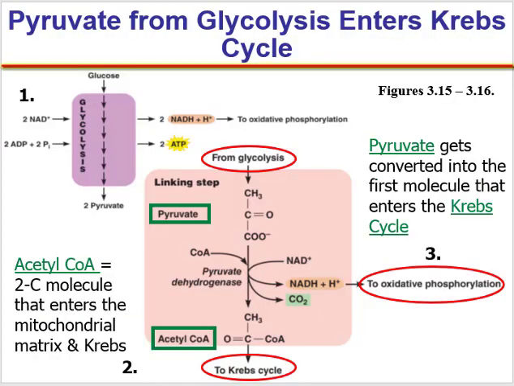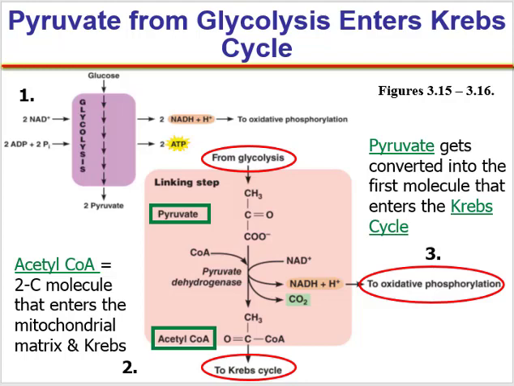Pyruvate is a 3-carbon product of glycolysis, which splits a 6-carbon glucose into 2 3-carbon pieces. As pyruvate moves into the mitochondria, it gets modified further into a 2-carbon molecule called acetyl coenzyme A, or acetyl-CoA. You may also see it written as A-CoA. This 2-carbon acetyl-CoA is what actually enters the Krebs cycle.